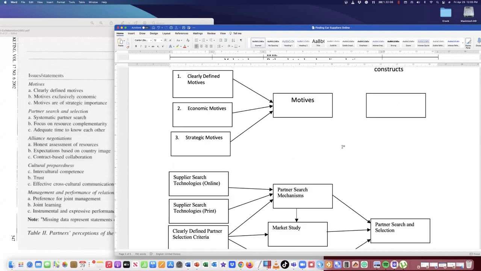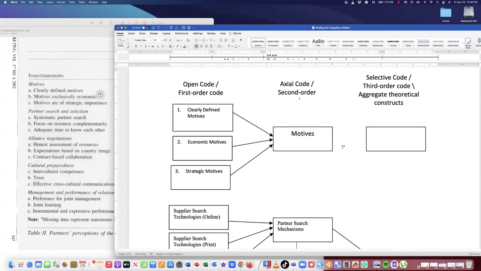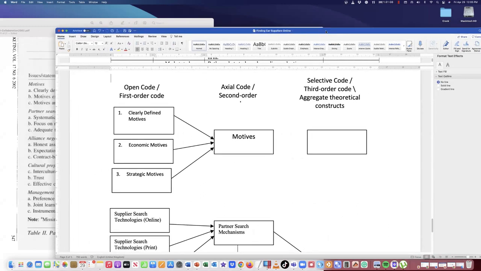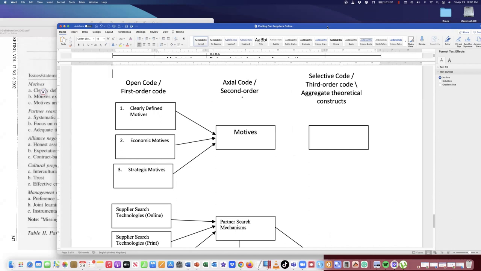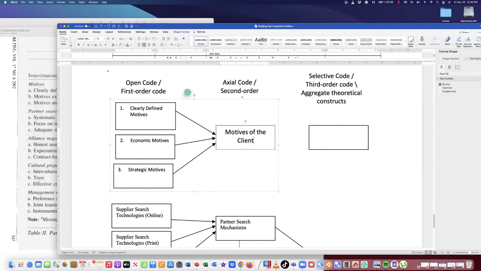Because the selection criteria shows that you should also know yourself. There's something I learned when I was doing my master's called managing self and others. You should know yourself, what you want. So I think you should clearly define motives, economic motives, strategic motives. Then this one defines the motives of the, is it a client? He's the one looking for the.